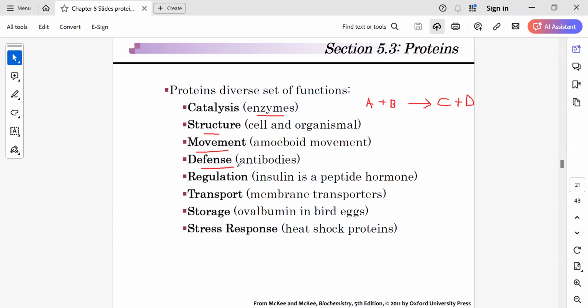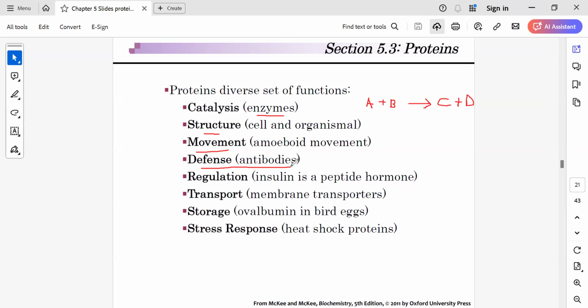Proteins also help in the defense system. Generally, foreign organisms can easily get into our body, and we don't want them. They are dangerous. Our body needs to fight them back. Some of these proteins are antibodies, and they help in fighting those kinds of microorganisms. The antibodies are proteins.